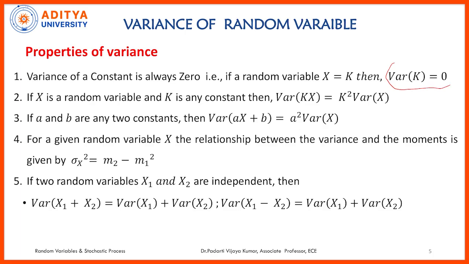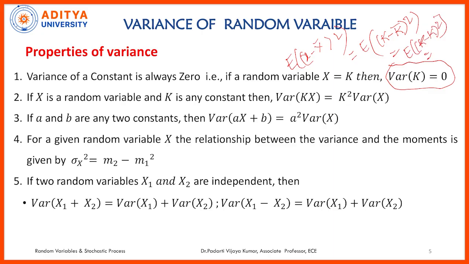Now, the properties of variance will be helpful in solving the problems. Variance of k is equal to 0, that is, variance of a constant is equal to 0. We know that the variance is E of (x minus x bar) whole square. Now in place of x, we place k, so E of (k minus k bar) whole square. The mean of a constant is the constant, so E of (k minus k) whole square, and the expectation of 0 is 0. So the variance of a constant is 0.